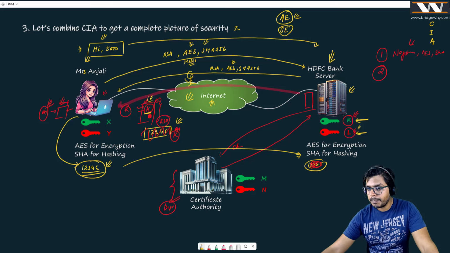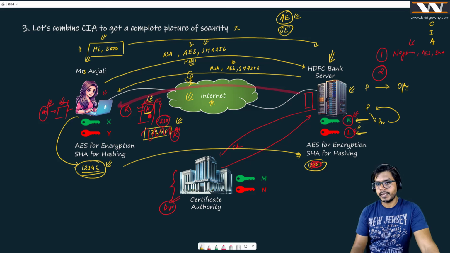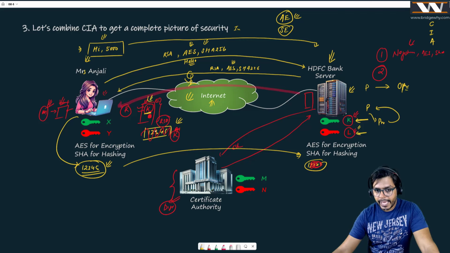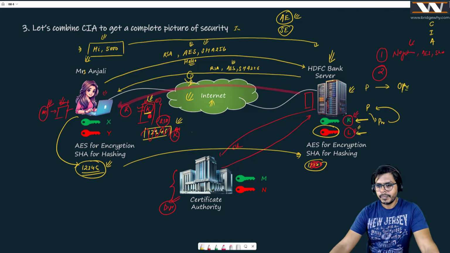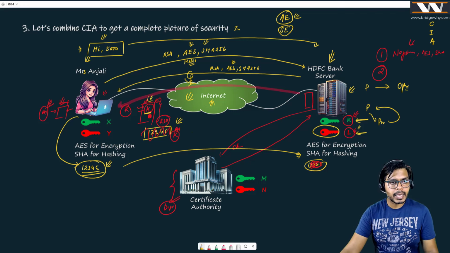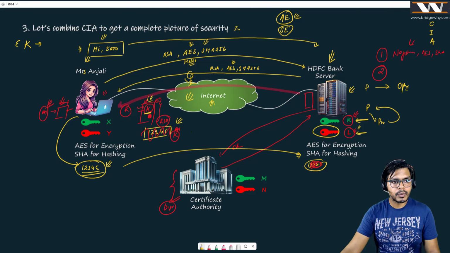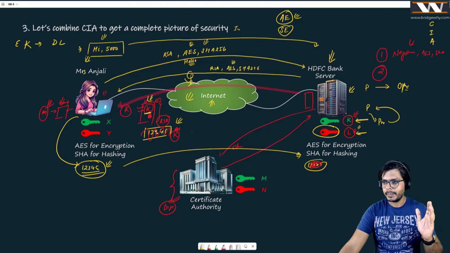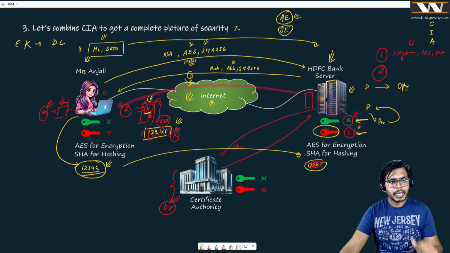Means if I encrypt with the public key, I can open with the private key. If I encrypt with the private key, I can open with the public key. If I encrypt with the public key, I cannot open it with the public key. Correct. So now tell me, who can open this message? Only HDFC Bank server, nobody else, because HDFC Bank server has the corresponding private key. But I think you missed this portion, that if I encrypt with K, then I can only decrypt with L, not even with K. If I encrypt with L, which is the private key, I can open with only the public key.